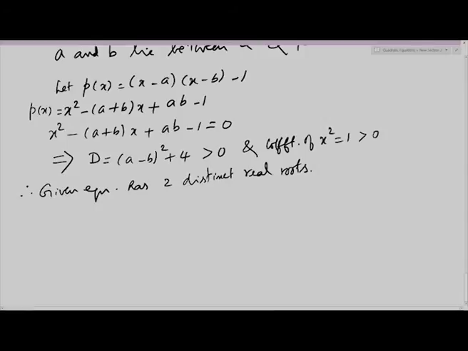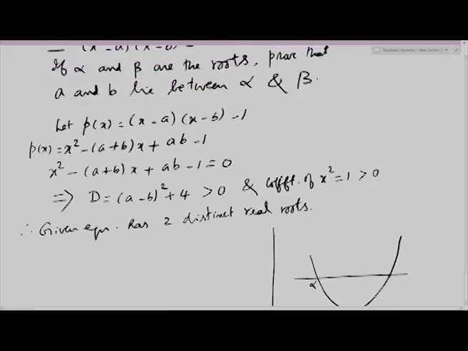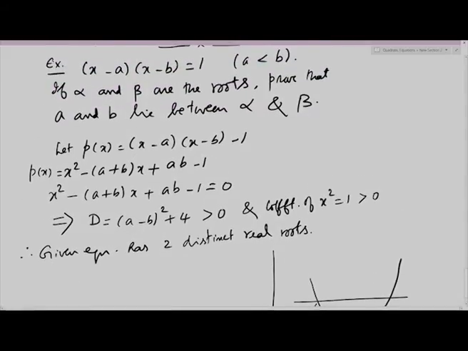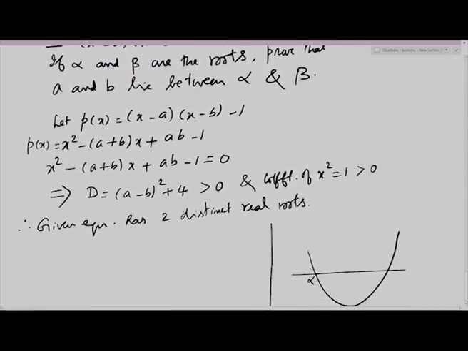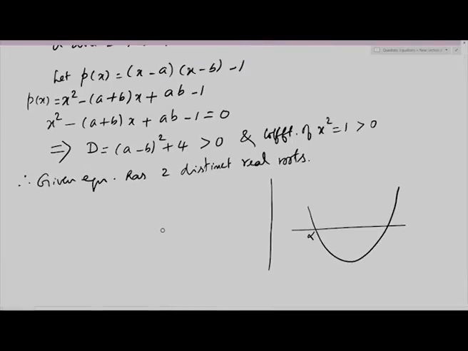So, therefore, the graph will be something like this. If this is the x axis, then the graph will be something like this. So, this is my alpha, let us say alpha is less than beta, okay, and the graph will be something like this, has two real roots.